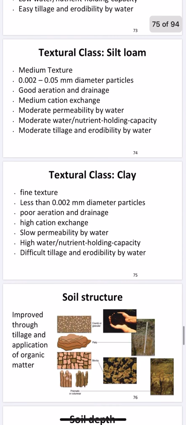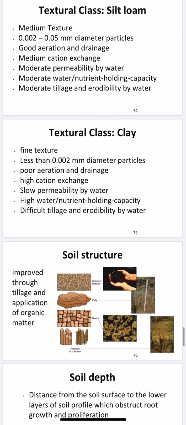For silt loam, it has a medium texture. That's why it's best for germination and growth of crops. With 0.05 to 2 millimeter diameter particles, good for aeration and drainage, and with medium cation exchange and moderate permeability by water, moderate water and nutrient holding capacity, and moderate tillage and erodibility by water.